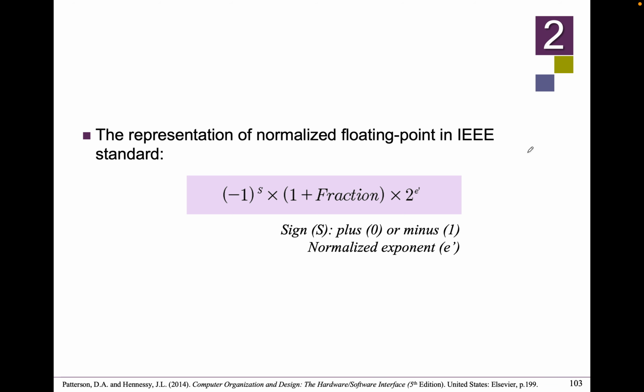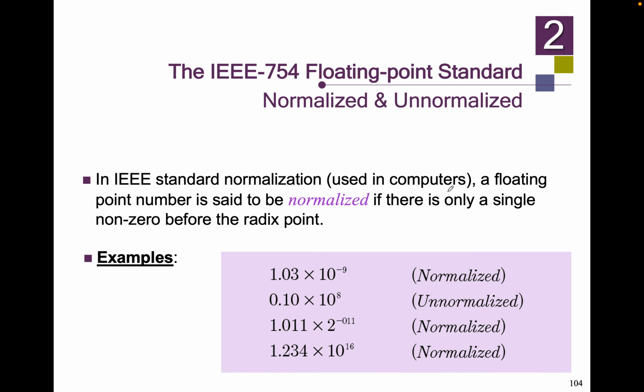Before we go to the example, this is the standard form and the overview of how normalized floating point in IEEE looks. It's slightly different from the one that you have currently. S for the sign, E for the normalized exponent. So over here you have the IEEE 754 floating point standard for normalized and unnormalized.